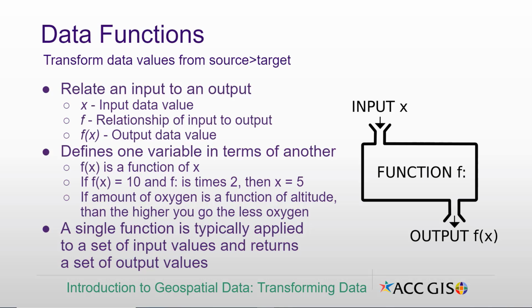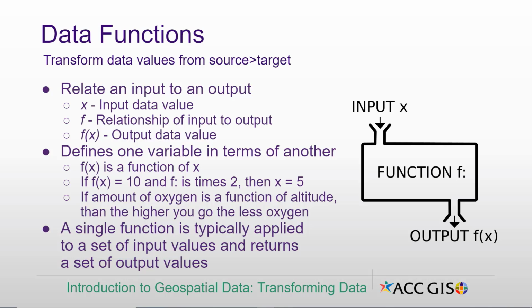And so the function defines one variable x in terms of another, f(x). So f(x) is a function of x. So if f(x) equals 10 and f is times 2, then x would equal 5. Or for example, if f(x) equals 8 and f is times 2, then x is going to equal 4 in this case. We can use this to describe mathematical functions, but also kind of how the world works.